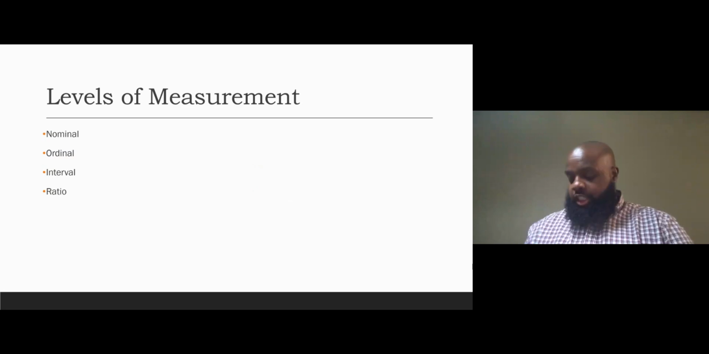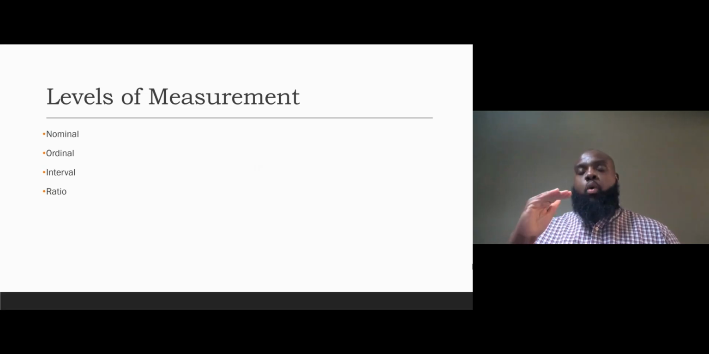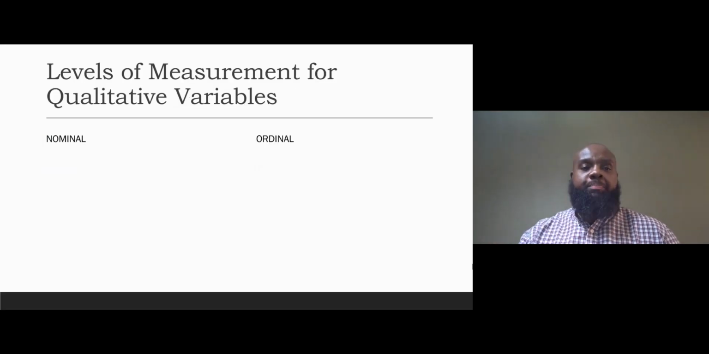Now we're going to switch to the levels of measurement. All right, how data or variables are measured. There are 4 of these, and 2 of them apply to qualitative data, 2 of them apply to quantitative or numerical data. The ones that apply to qualitative data are nominal and ordinal levels of measurement, and those that apply to quantitative data are interval and ratio levels of measurement.